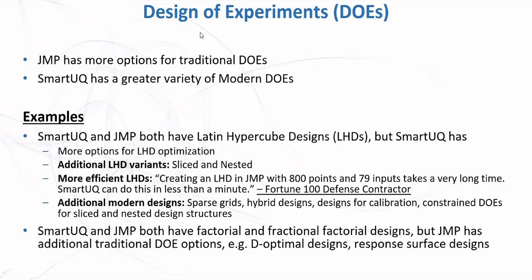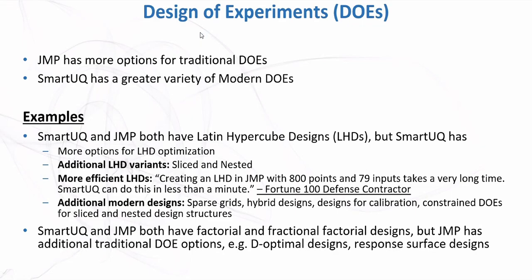So starting with design of experiments, as I mentioned a couple slides back in the overview, for design of experiments, JMP is going to have more options for traditional DOEs, but SmartUQ has a greater variety of options for modern design of experiments. So for example, both SmartUQ and JMP have Latin hypercube designs or LHDs, but SmartUQ has more options for optimizing those LHDs.